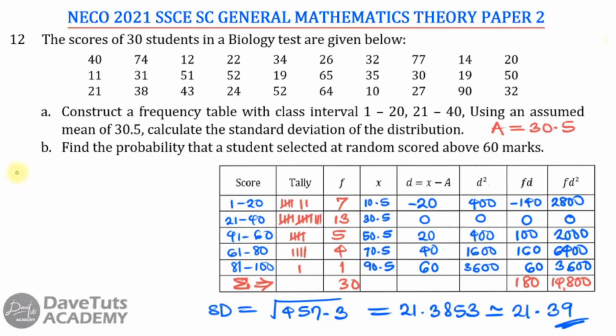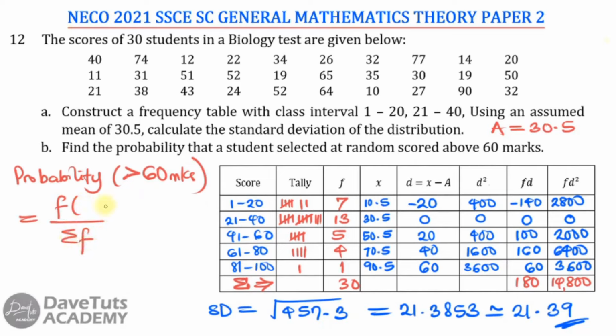All right. Now in the second part, we're asked to find the probability of selecting a student that scored above 60 marks. That's what we are looking for in this second case. That is going to be the frequency of those that scored above 60 over the total frequency that we have. So the frequency of those that scored above 60 divided by the total frequency will give us this probability.